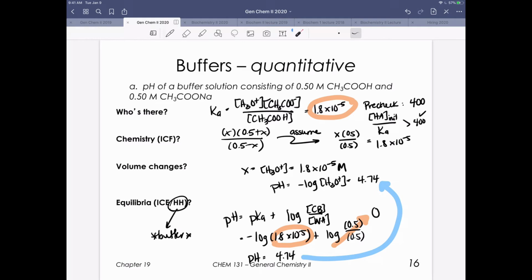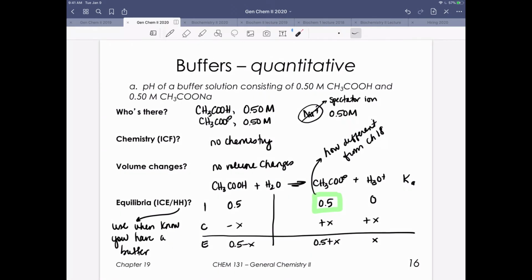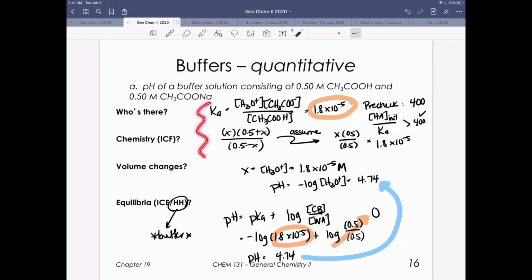So again, I wanted to show you that you can solve this problem using chemistry that you already know, which is an ICE table, and then solving for X. But importantly, you can very simply use a new equation anytime you know you have a buffer. And you have to have a buffer. You have to have a weak acid and its conjugate base. You can use the Henderson-Hasselbalch equation and just put those two values in, put the pKa value in, and solve for your unknown. Very simple to get pH when you know you have a buffer solution.